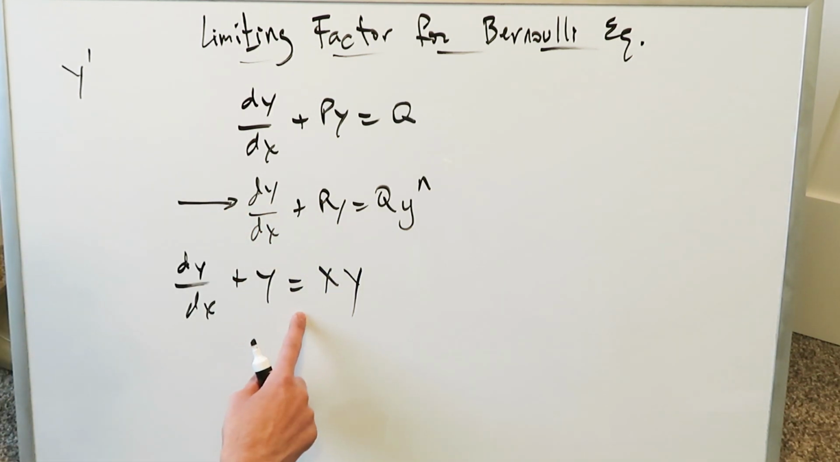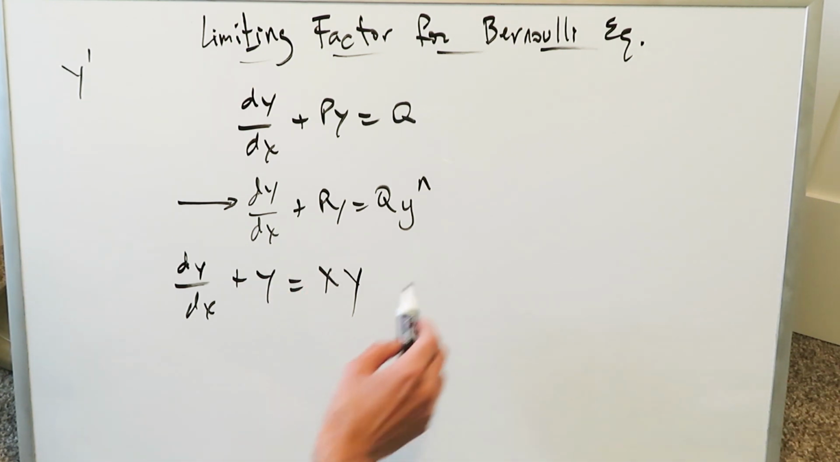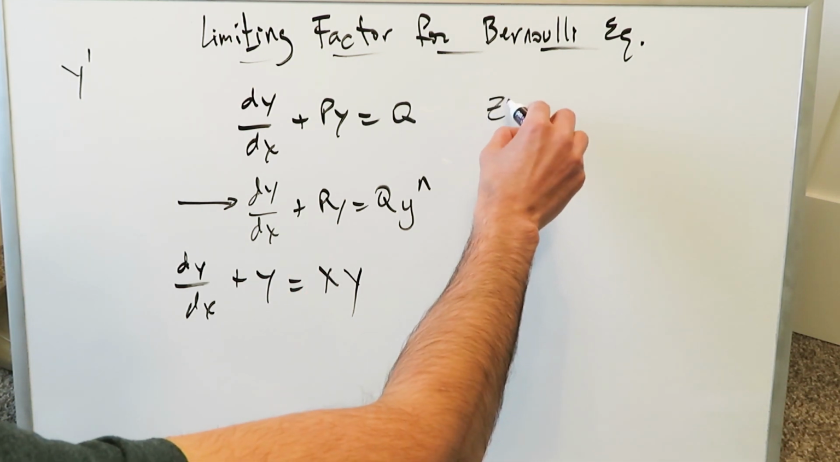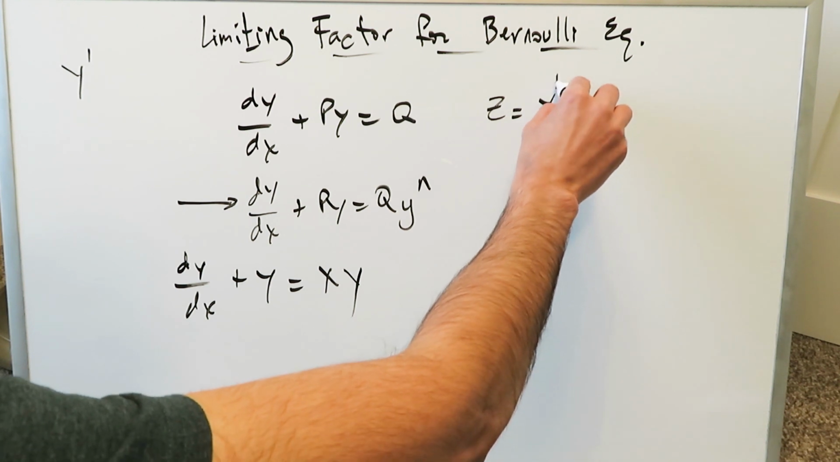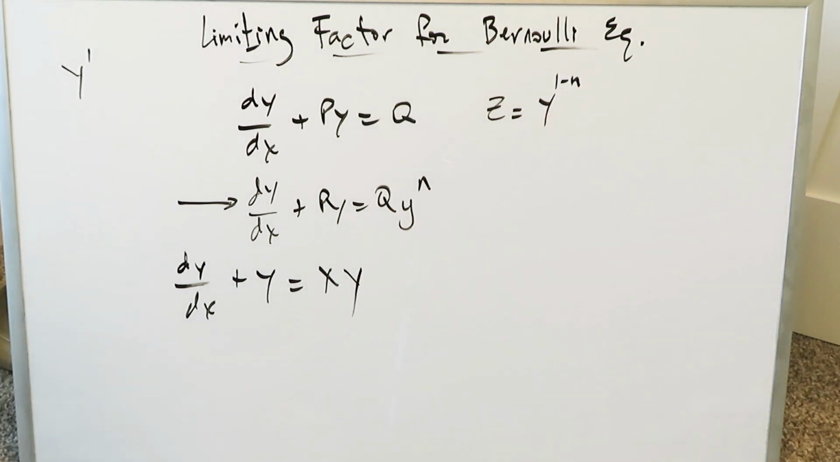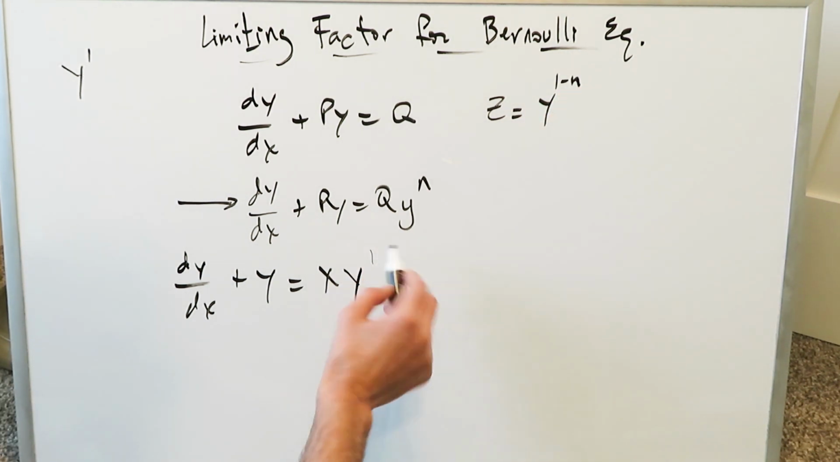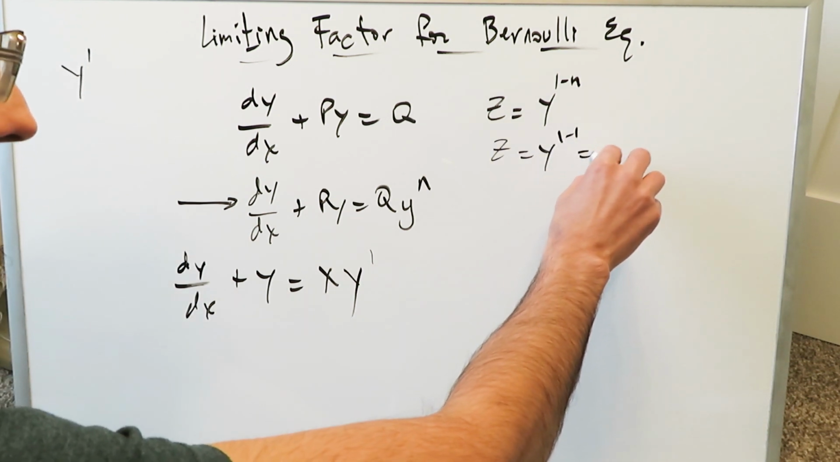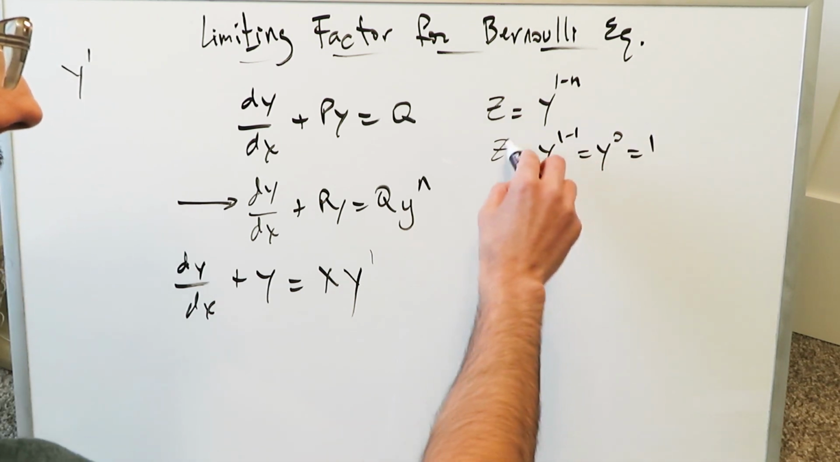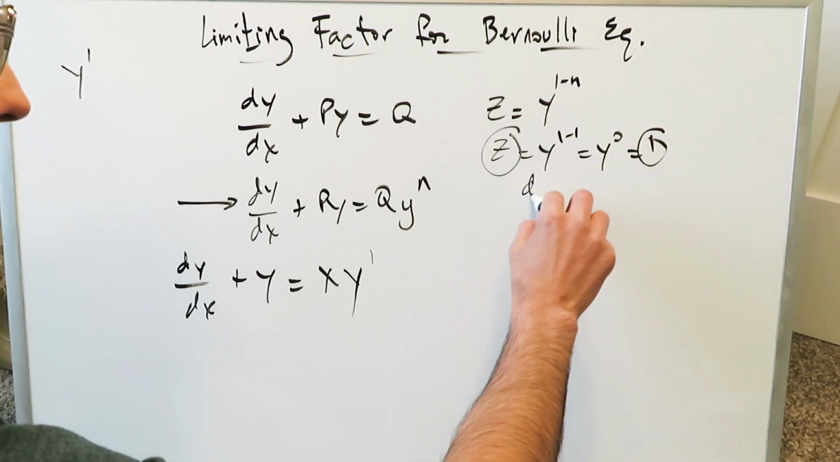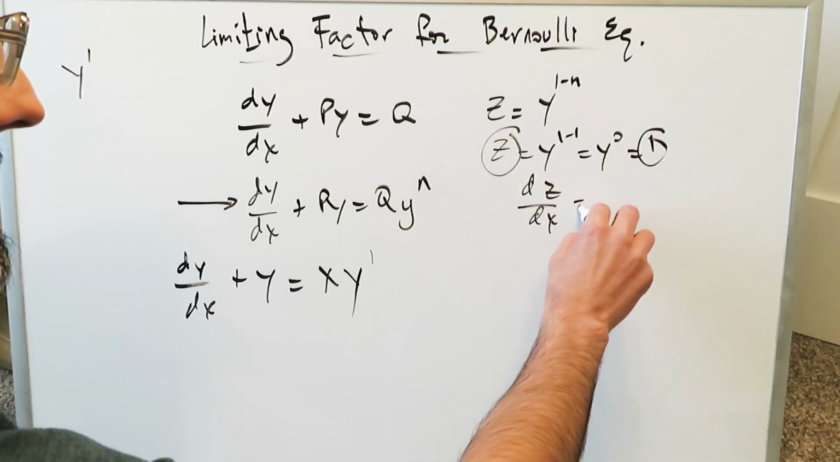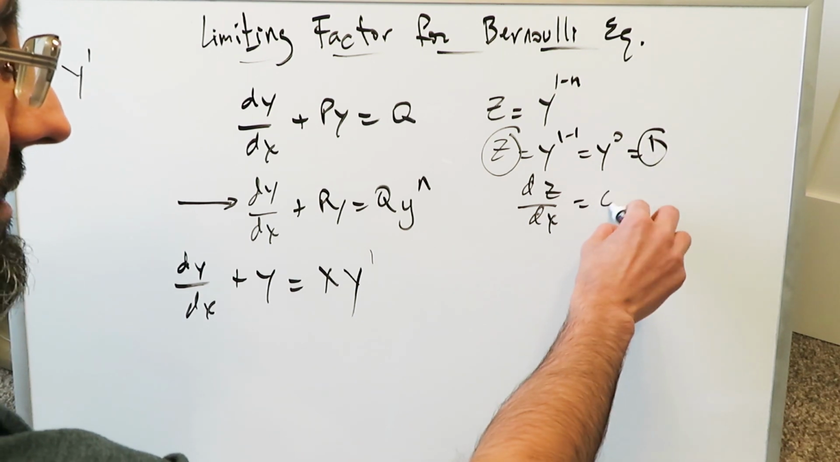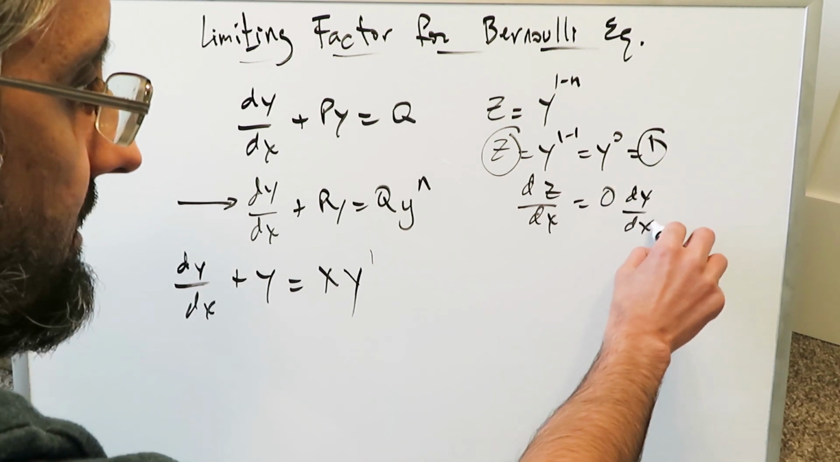Then you go around and you start doing your procedure. With the Bernoulli style equation, you're looking at a z substitution which is always equal to y to the power of 1 minus n. The n over here being 1, you see that z is equal to y to the power of 1 minus 1, which is y to the power of 0, which is 1. So you say z is equal to 1, then you do a derivative of z, and the derivative of that is 0 times dy/dx.